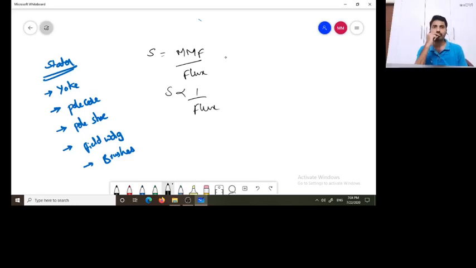What is meant by flux? Magnetic flux. Whenever you consider two poles, a north pole and a south pole, the imaginary lines of force existing around these poles are nothing but flux. These imaginary lines of force present in and around the magnet are the flux.